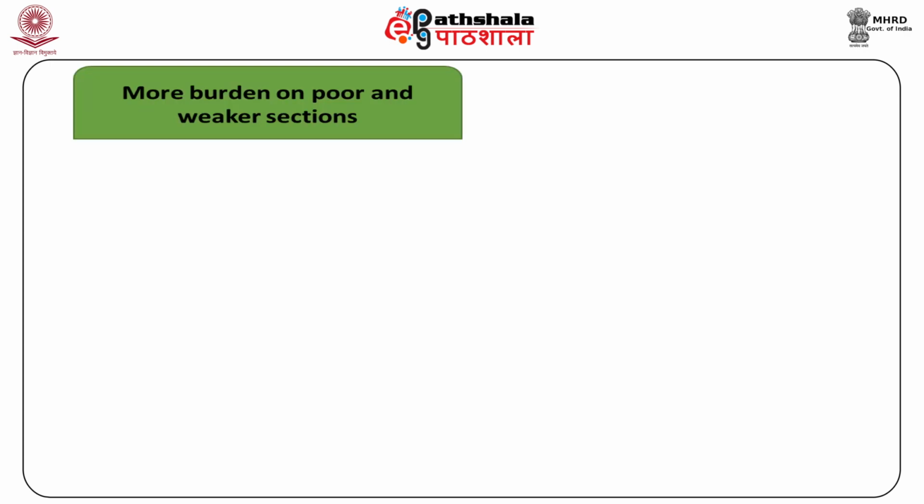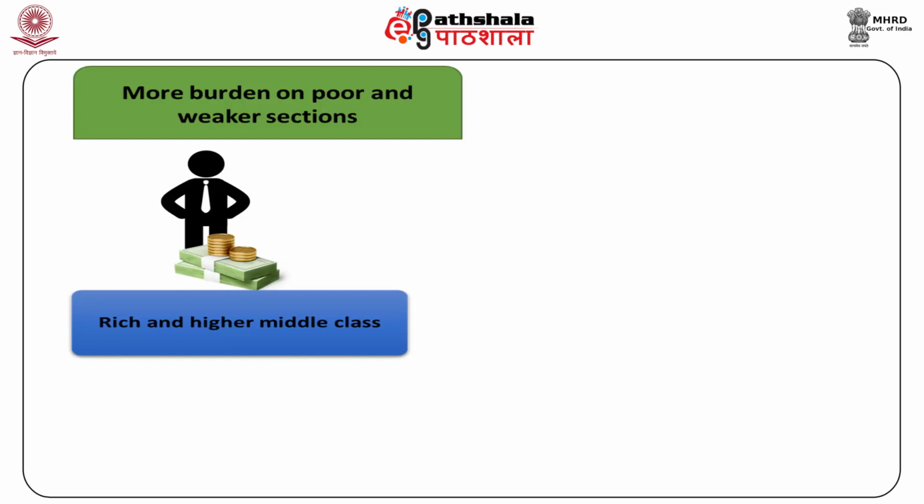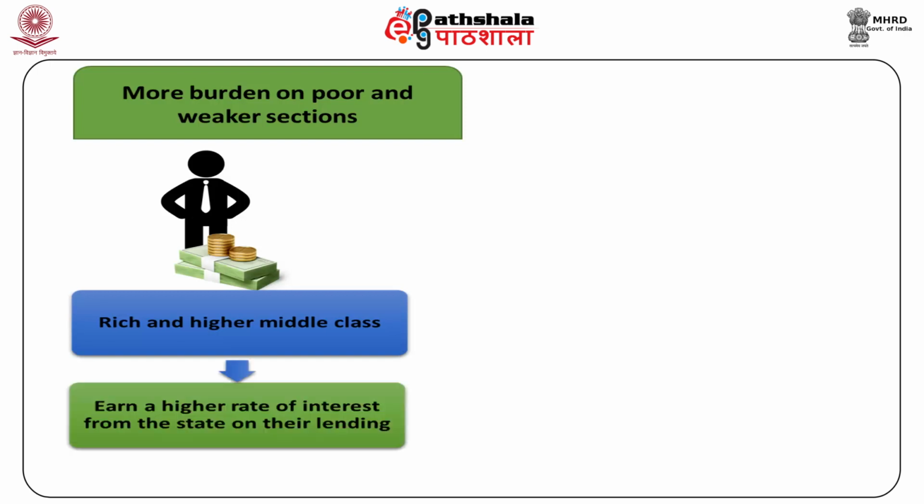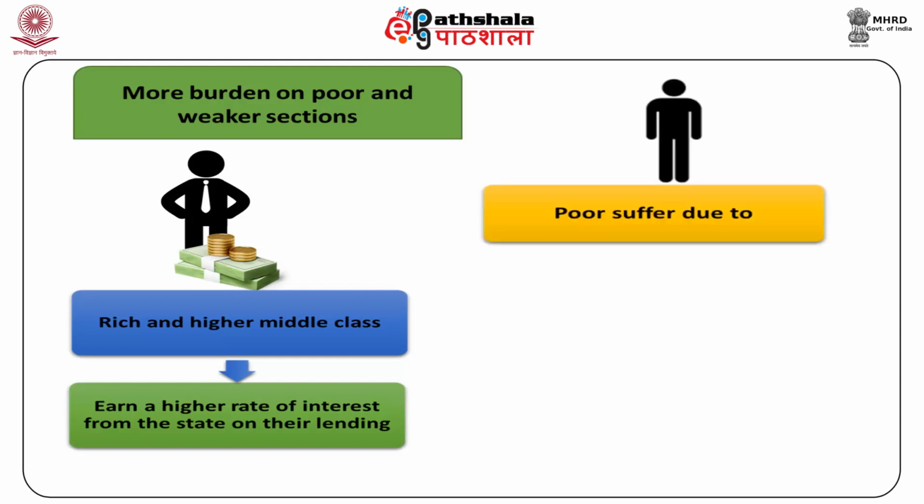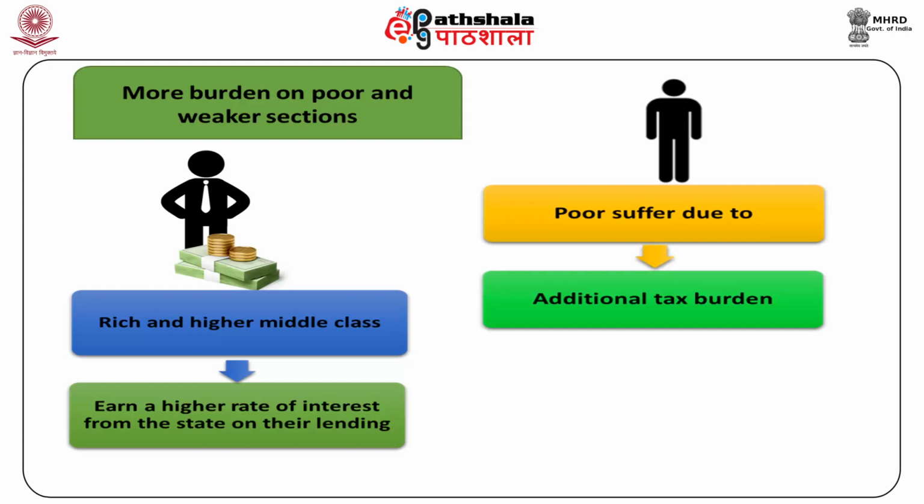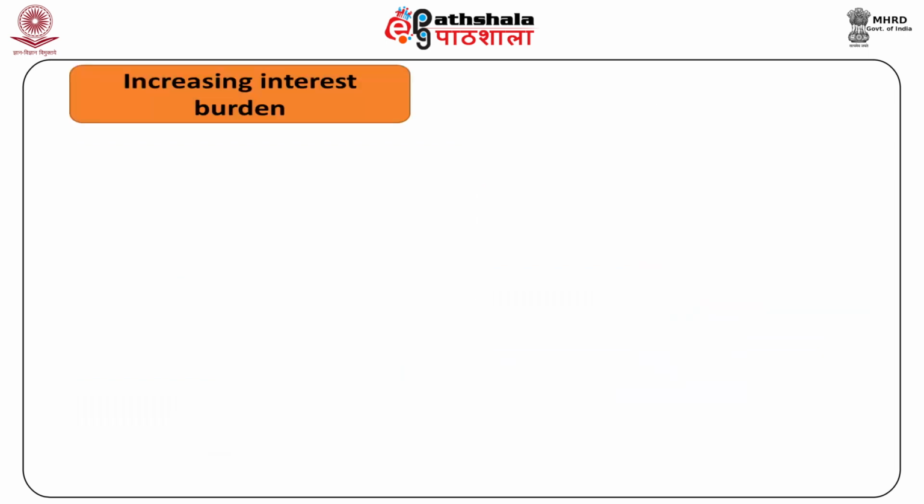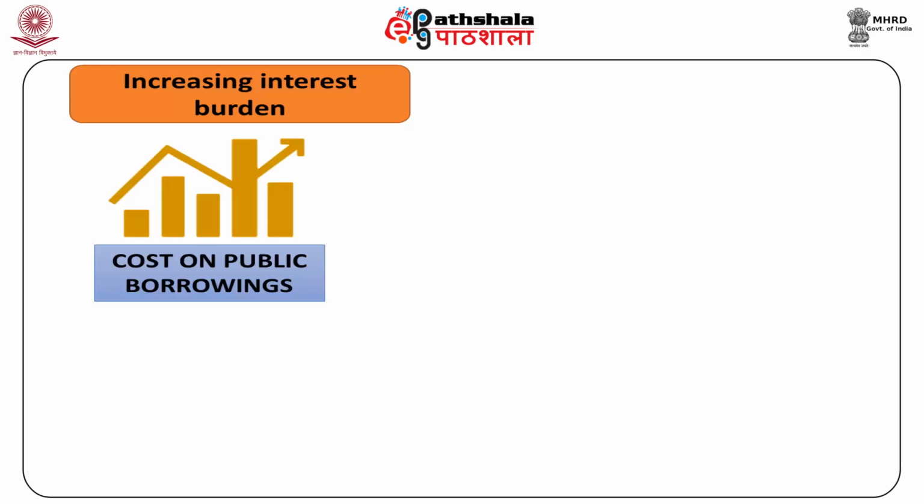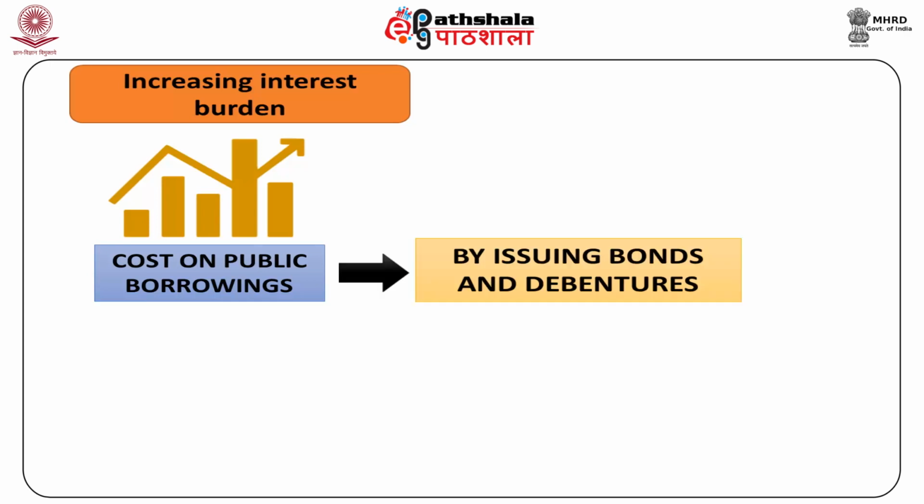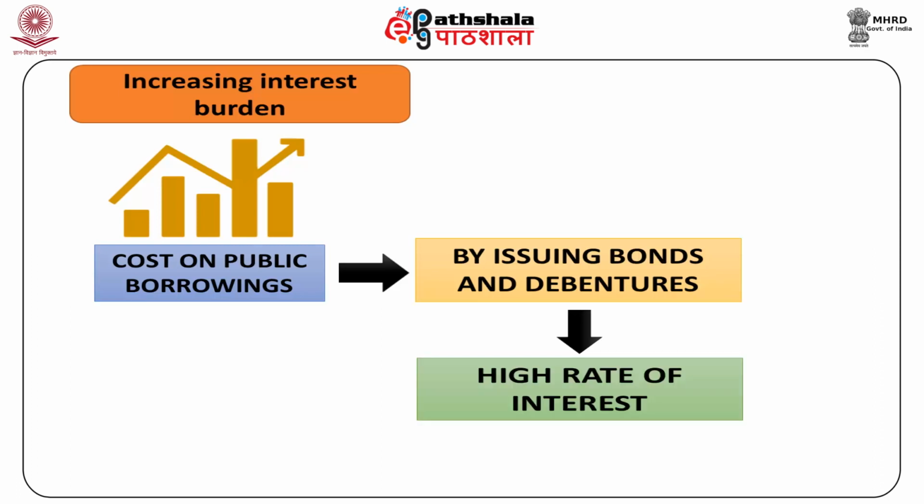More burden on the poor and weaker sections. Internal debt provides opportunities for the rich and higher middle class to earn a higher rate of interest from the state on their lending. At the same time, the poor suffer due to the additional tax burden as the government levies taxes to repay interest on public debt. Increasing interest burden. Public borrowing may become costlier for the government, especially when it resorts to public borrowing by issuing bonds and debentures. Such bonds and debentures carry a high rate of interest.